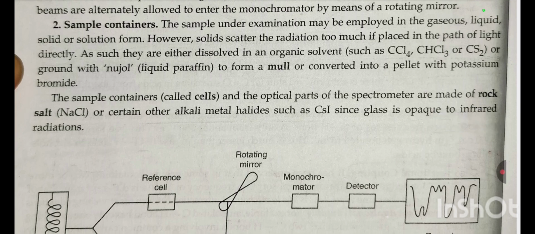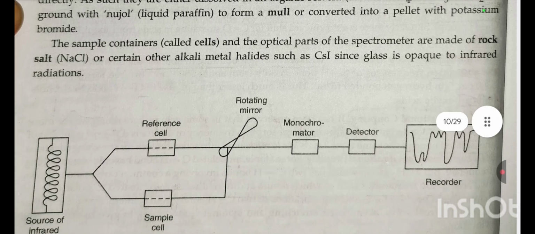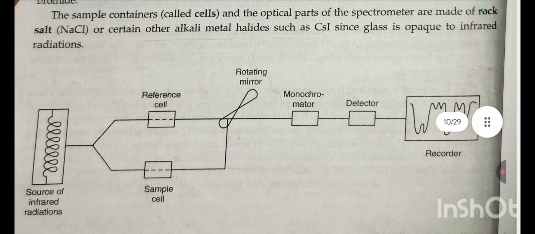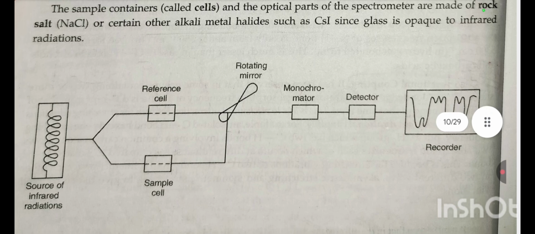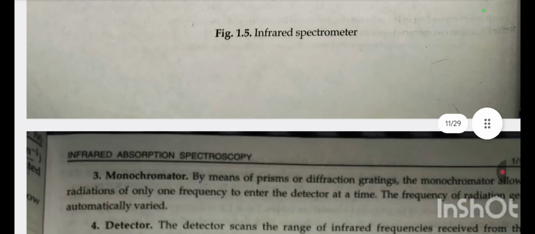Sample containers. The sample under examination may be employed in the gaseous, liquid, solid, or solution form. However, solids scatter the radiation too much if placed directly in the path of light. As such, they are either dissolved in organic solvents such as CCl4, CHCl3, CS2, or ground with Nujol, liquid paraffin, to form a mull, or converted into a pellet with potassium bromide. The sample containers, cells, and the optical parts of the spectrometer are made of rock salt, NaCl, and certain other alkali metal halides such as CsI, since glass is opaque to infrared radiation.